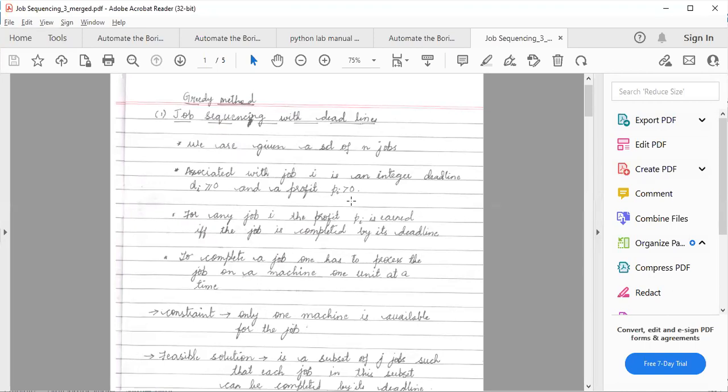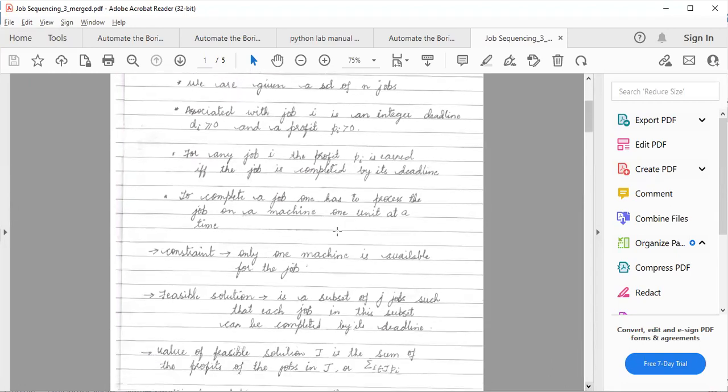When the jobs are being accomplished within the deadlines, then the profit is going to be earned. Here also it's been clearly mentioned that the profits are going to be greater than 0. They are not fractional profits. And for any job I, the profit PI is earned if and only if the job is completed by its deadline. When the job is completed, then only the profit is going to be earned. Otherwise, no. So there is a double if there.